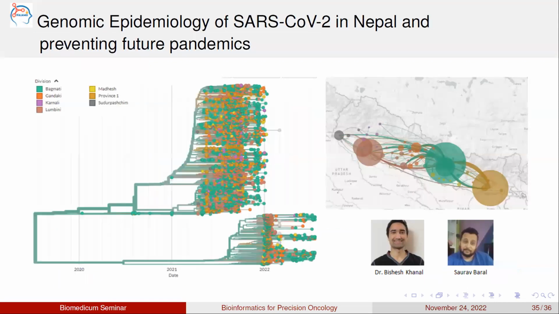Another work we are doing is looking at the evolution of COVID-19, SARS-CoV-2, in Nepal and in different other countries, and trying to leverage different genomics data that are present. This is also an ongoing collaboration between me and Dr. Bisis Khanal, and the study is led by Saurabh Baral. We are trying to look at how this COVID-19 virus has evolved in Nepal and how it's transmitted, and how we can develop different tools and techniques in order to prevent future pandemics. So these are some of the ongoing works that I've been working on.